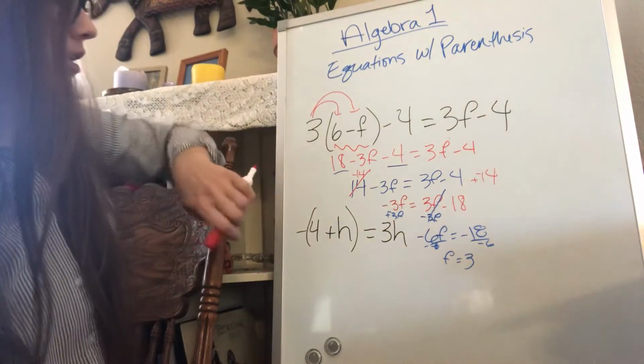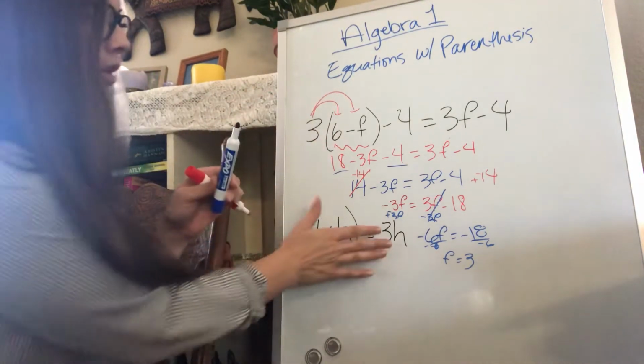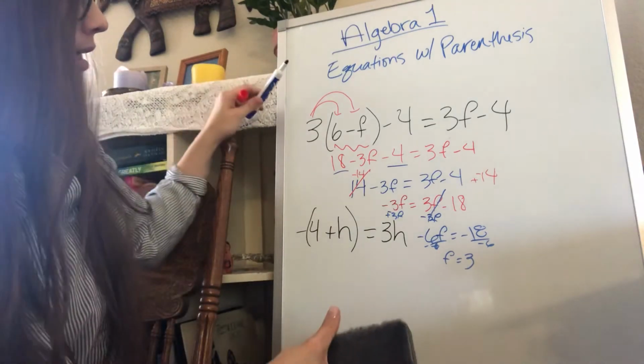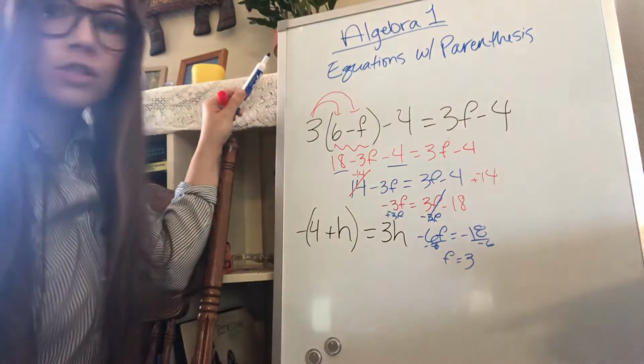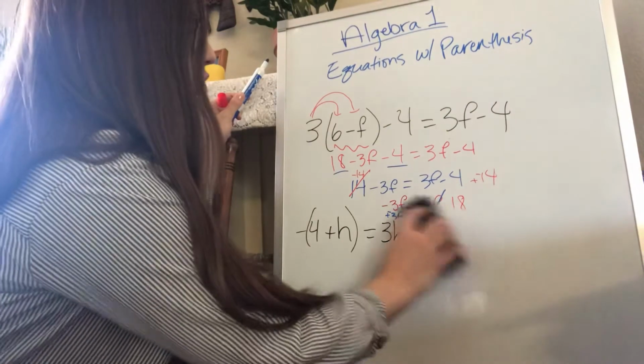Okay, so you basically just go through and solve it the same. Sorry, my other problem got in the way there. After you do all your distributing and combining of like terms. Okay, let's do the next one.